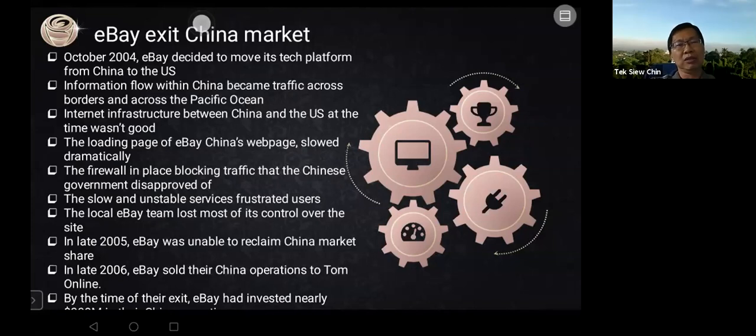So just 2 years later, in 2005, they could not reclaim the China market share. After that, they had to sell their operations to Tom Online in 2006. By the time they exited the China market, they had already invested about 300 million USD, but in the end, they had to get out of the China market. That's my presentation for my group.